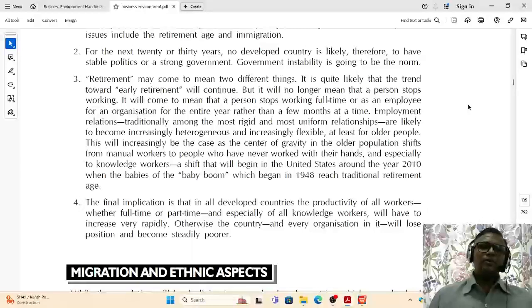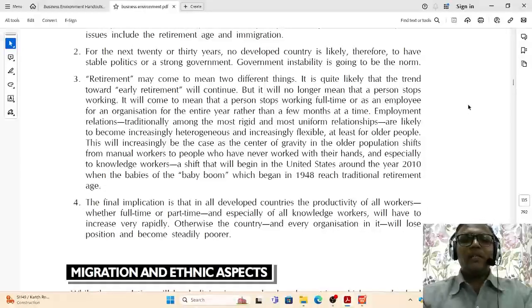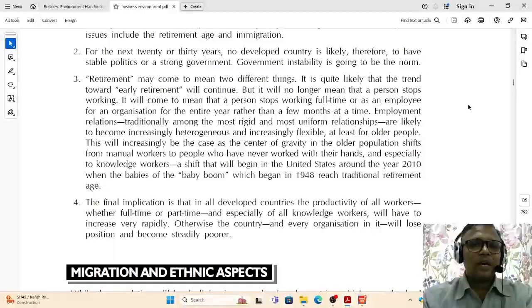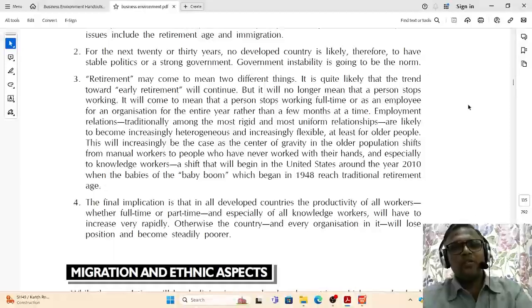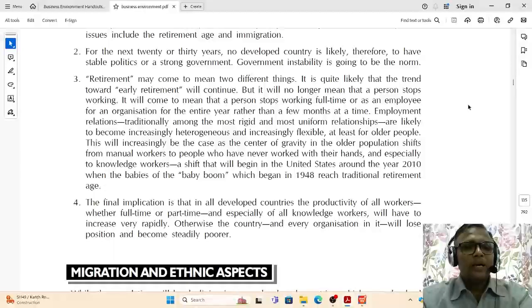Retirement may come to mean two different things. It is quite likely that the trend towards early retirement will continue, but it will no longer mean that the person stops working. It will come to mean that the person stops working full time or as an employee for an organization for the entire year, rather than a few months at a time. Employment relations, traditionally among the most rigid and the most uniform relationships, are likely to become increasingly heterogeneous and increasingly flexible, at least for the older people.